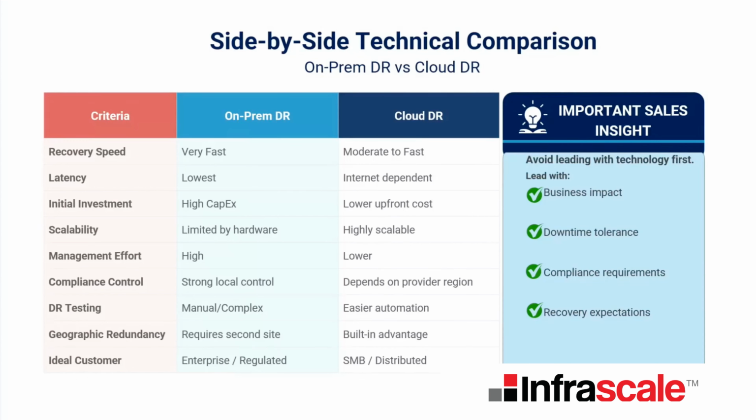But the biggest sales takeaway here is don't lead with technology first. Instead, lead with business impact, understand the customer's downtime tolerance, compliance requirements, and recovery expectations. Once those are clear, the right DR model becomes much easier to position confidently.